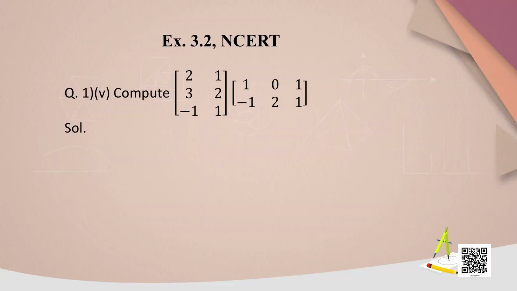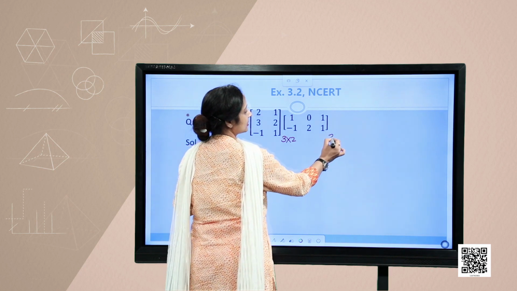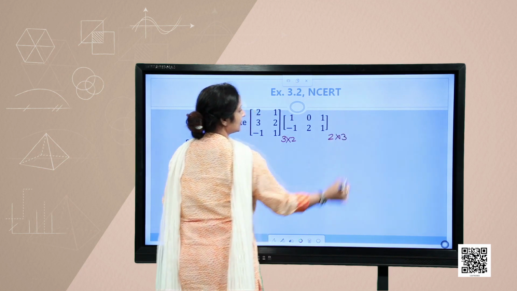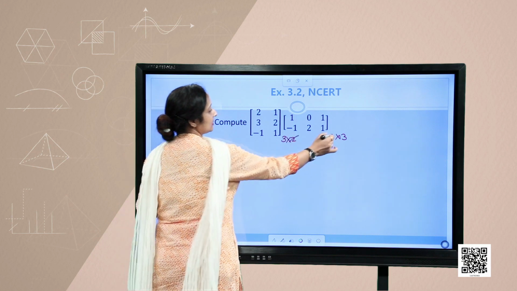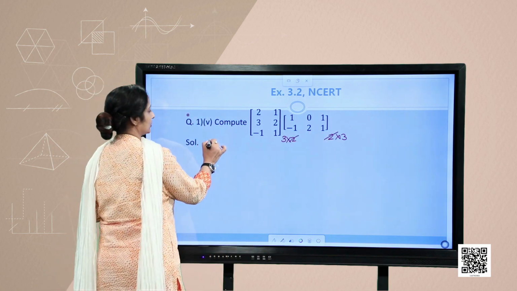Let's do one more question. Now this time the order of the first matrix is 3 by 2. The order of the second matrix is 2 by 3. So again you can see that we will be getting a 3 by 3 order matrix. So how will you do it?